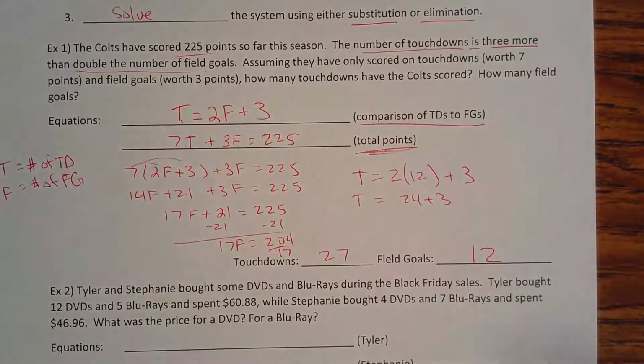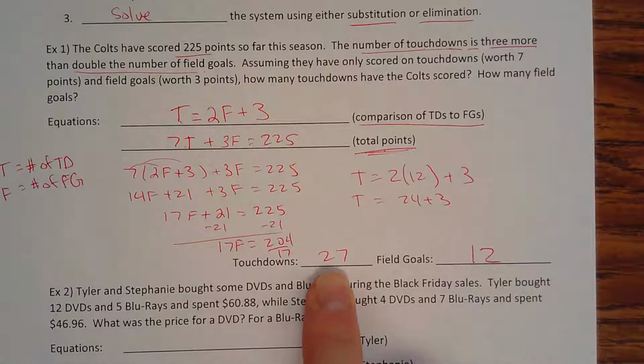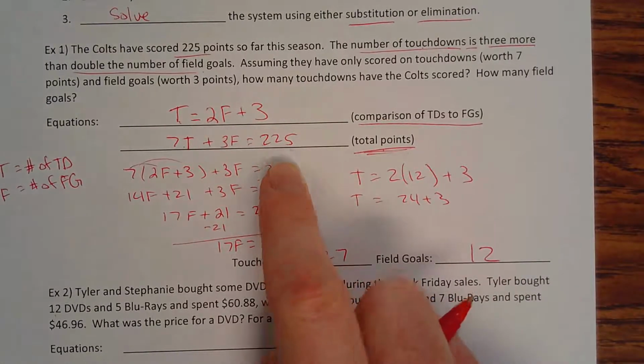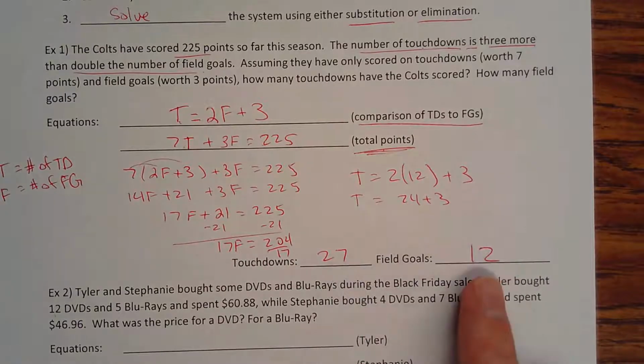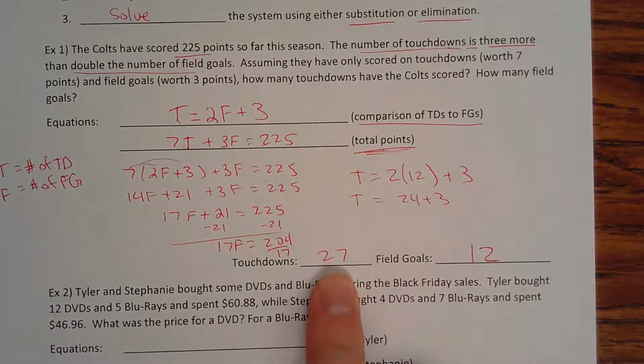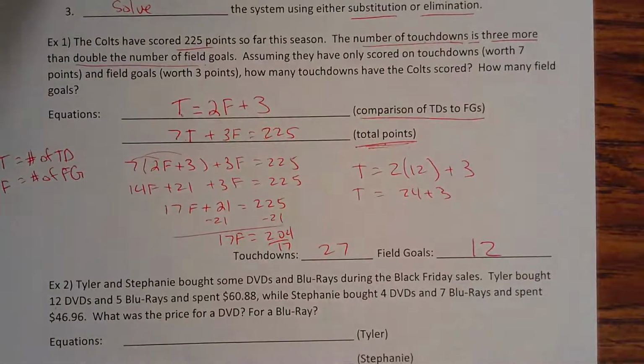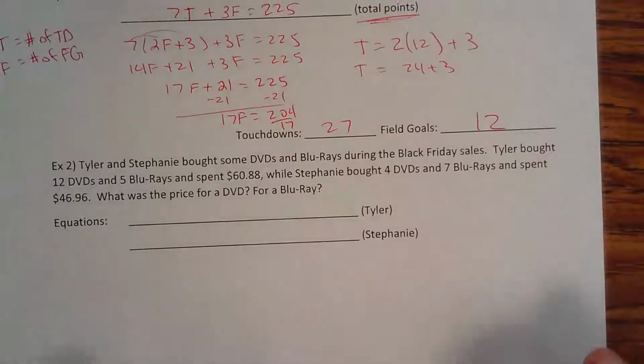If you went to check that, if you took 27 times 7 plus 12 times 3, you get 225. If you double the number of field goals, that'd be 24, and then added 3, you get 27. It said 3 more than twice the number of field goals. Okay, so that's kind of the way to use this.